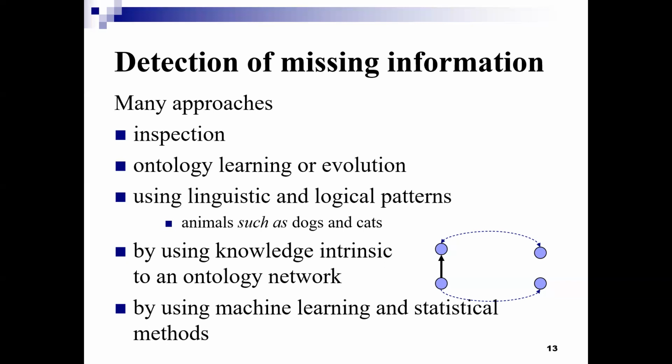You can also use knowledge intrinsic in an ontology network. So here you have several ontologies with mappings between them. So assume that this is one ontology, this is from the other ontology. We have a mapping that says that these two are equivalent, these two are equivalent, and there is a relation here, then there should be an is-a relation there, so this one is missing. This is the method that we used for finding the missing is-a relations in these anatomy ontologies. And there are also machine learning and statistical methods that can be used. So lots of work on detecting missing information.